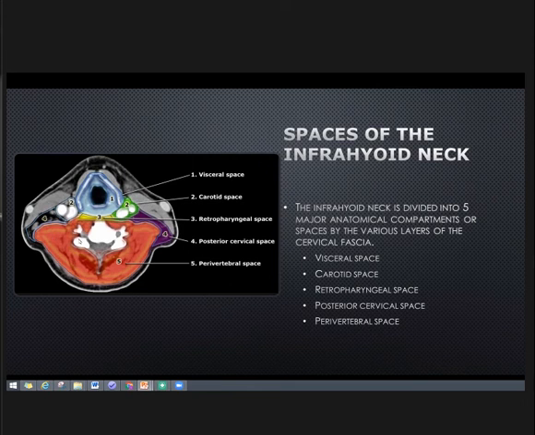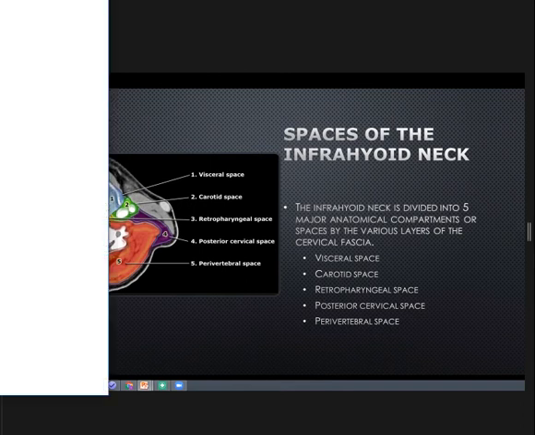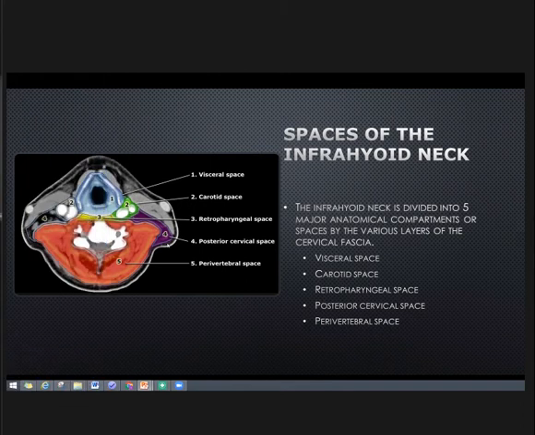The retropharyngeal space, depicted here by the thin yellow region, is a small virtual space containing only fat, which is continuous with the suprahyoid space and the middle mediastinum. The posterior cervical space is also a paired space, which is posterolateral to the carotid space. The perivertebral space is a large space here in the red region, which completely encircles the vertebral body and includes the pre and paravertebral muscles.